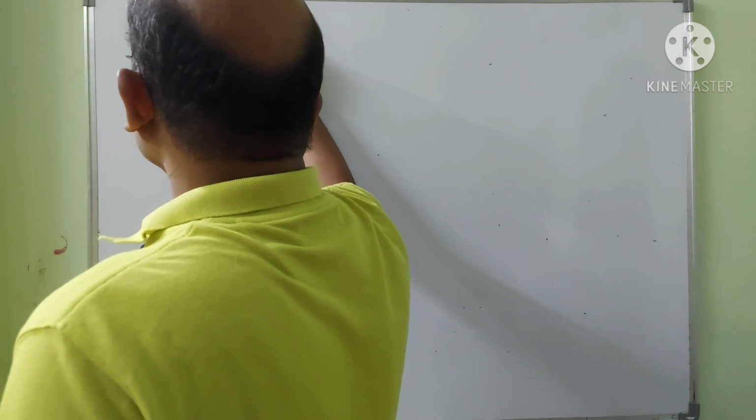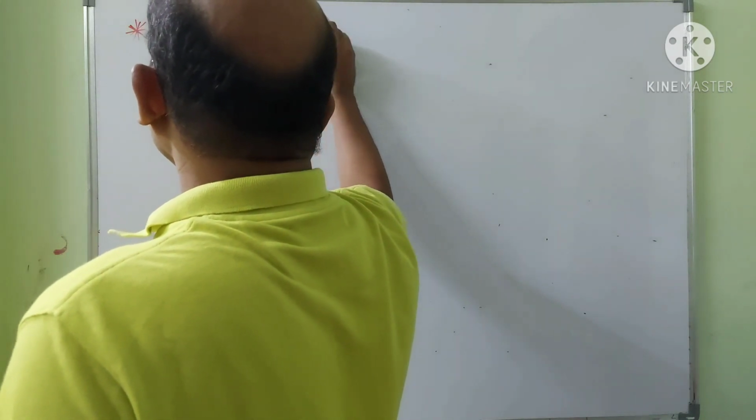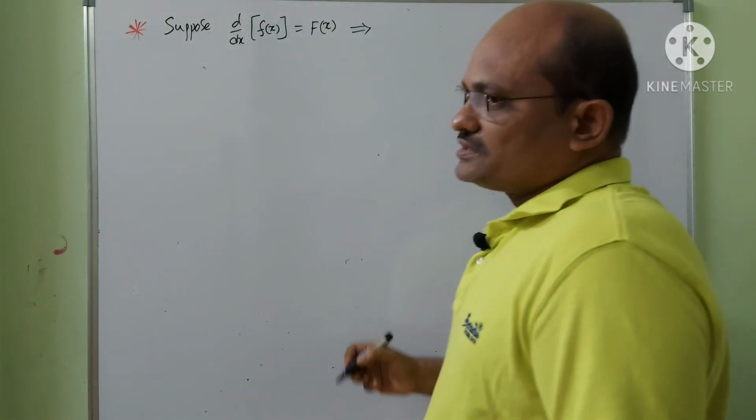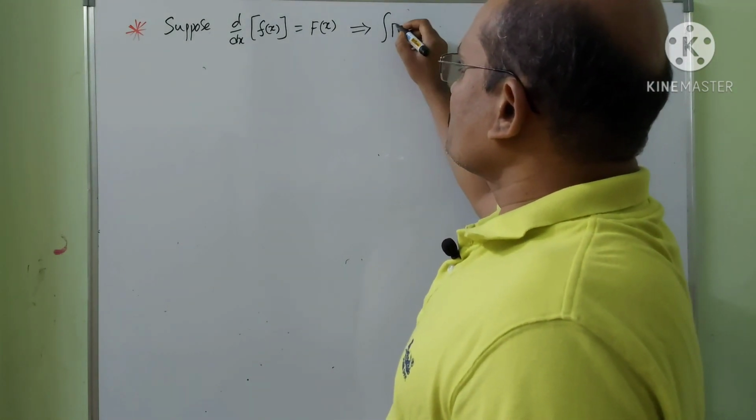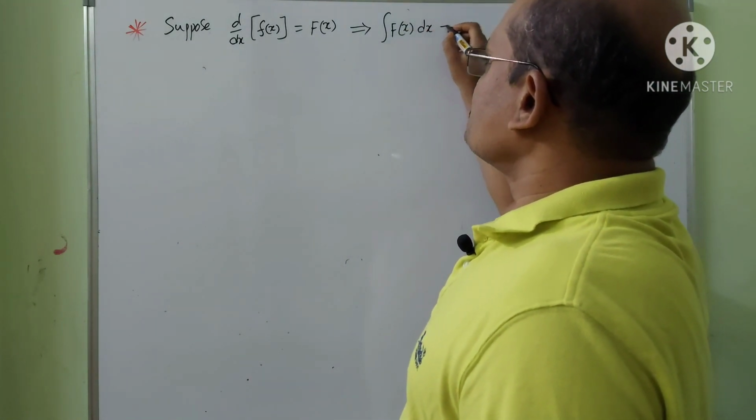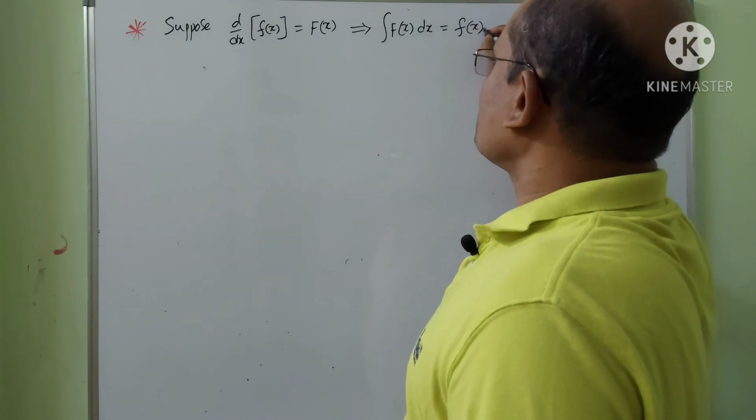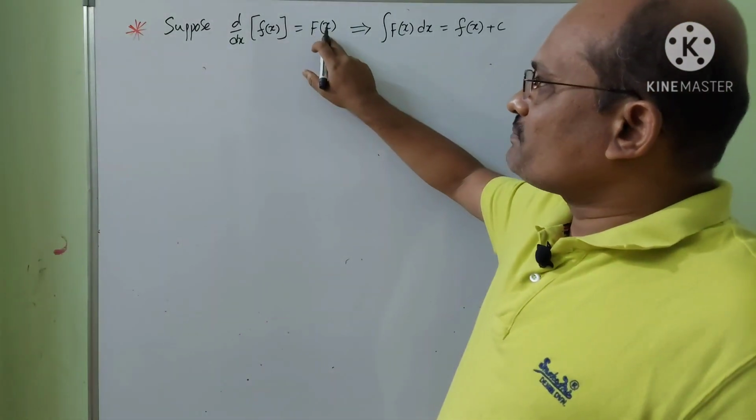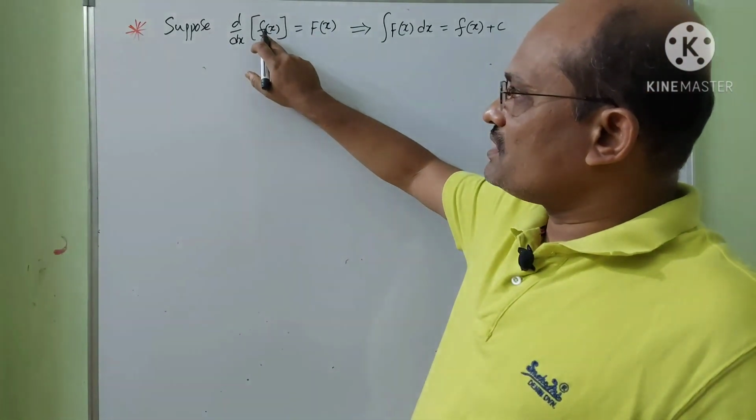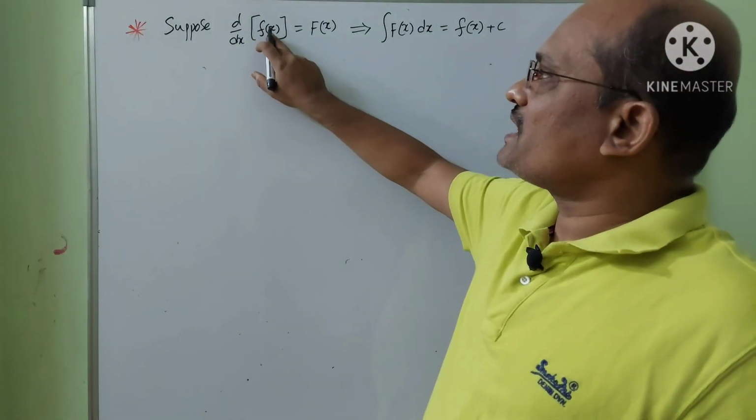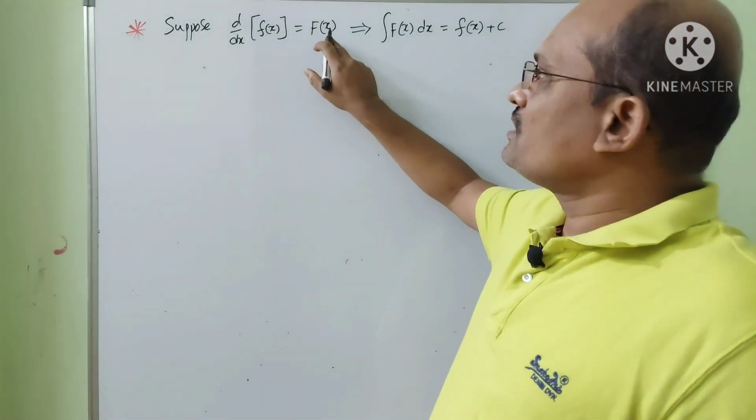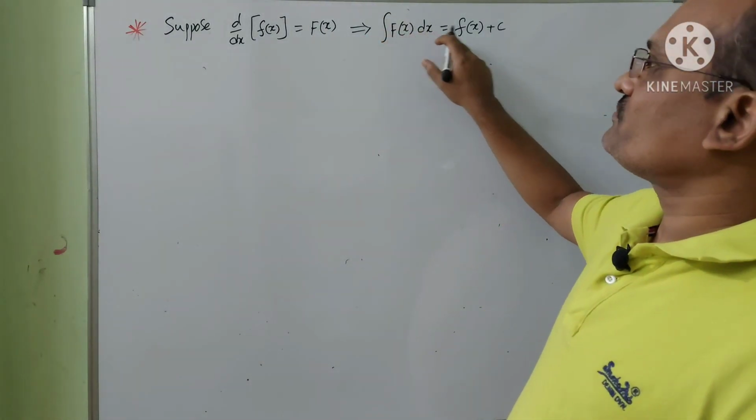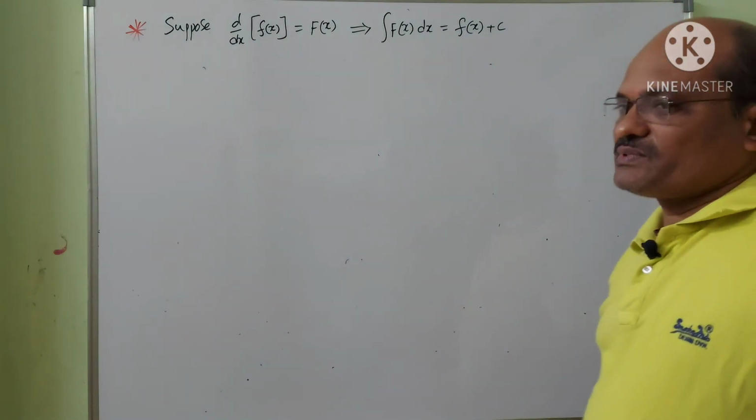Suppose d by dx of small f of x is equal to capital F of x, then we can write the integral of capital F of x dx is equal to small f of x plus c. Why? Because capital F of x is the derivative of small f of x. Small f of x is an antiderivative of capital F of x. The antiderivative of capital F of x can be expressed like this: integral of capital F of x dx equal to small f of x plus c.